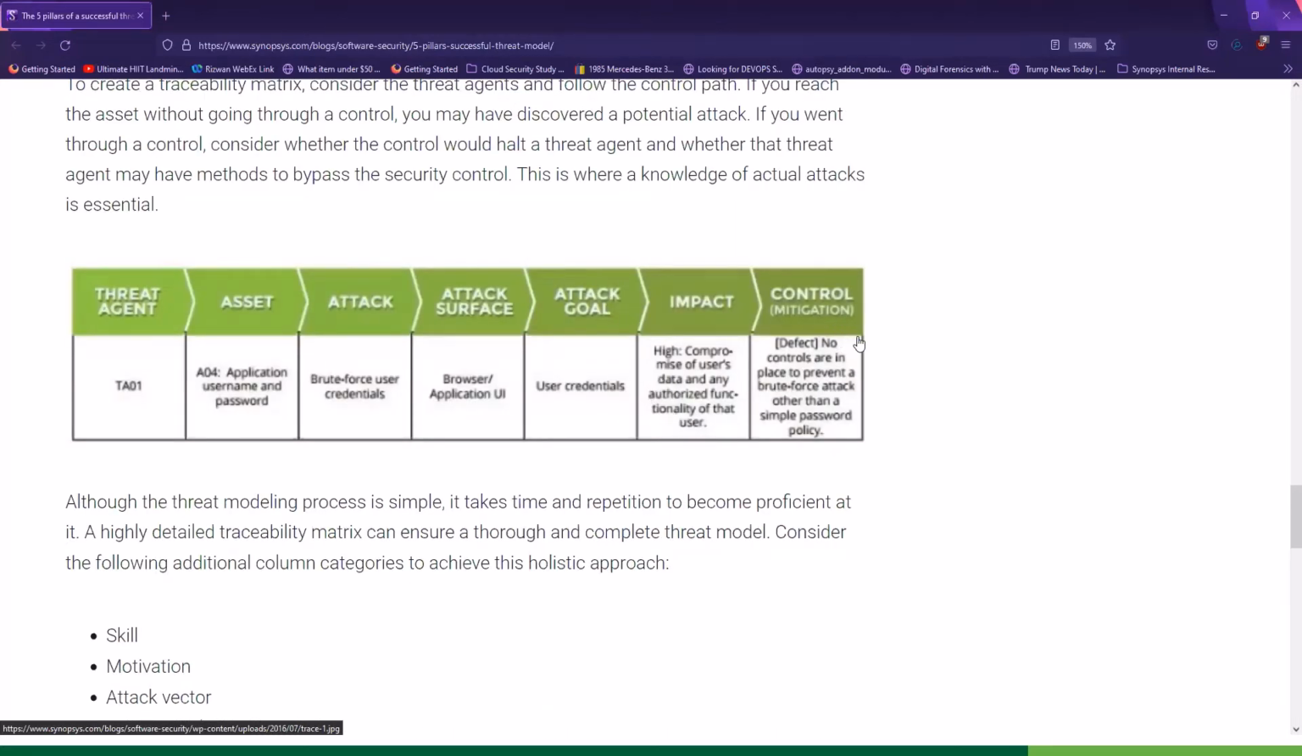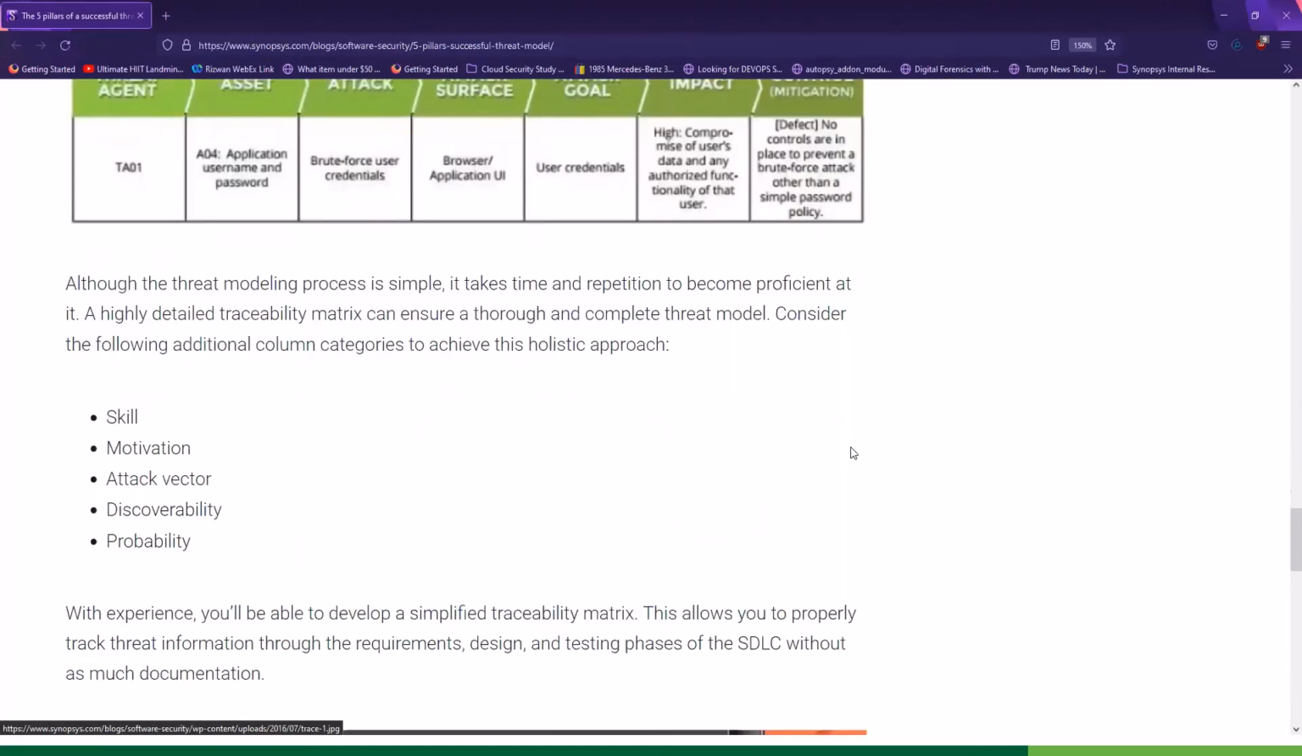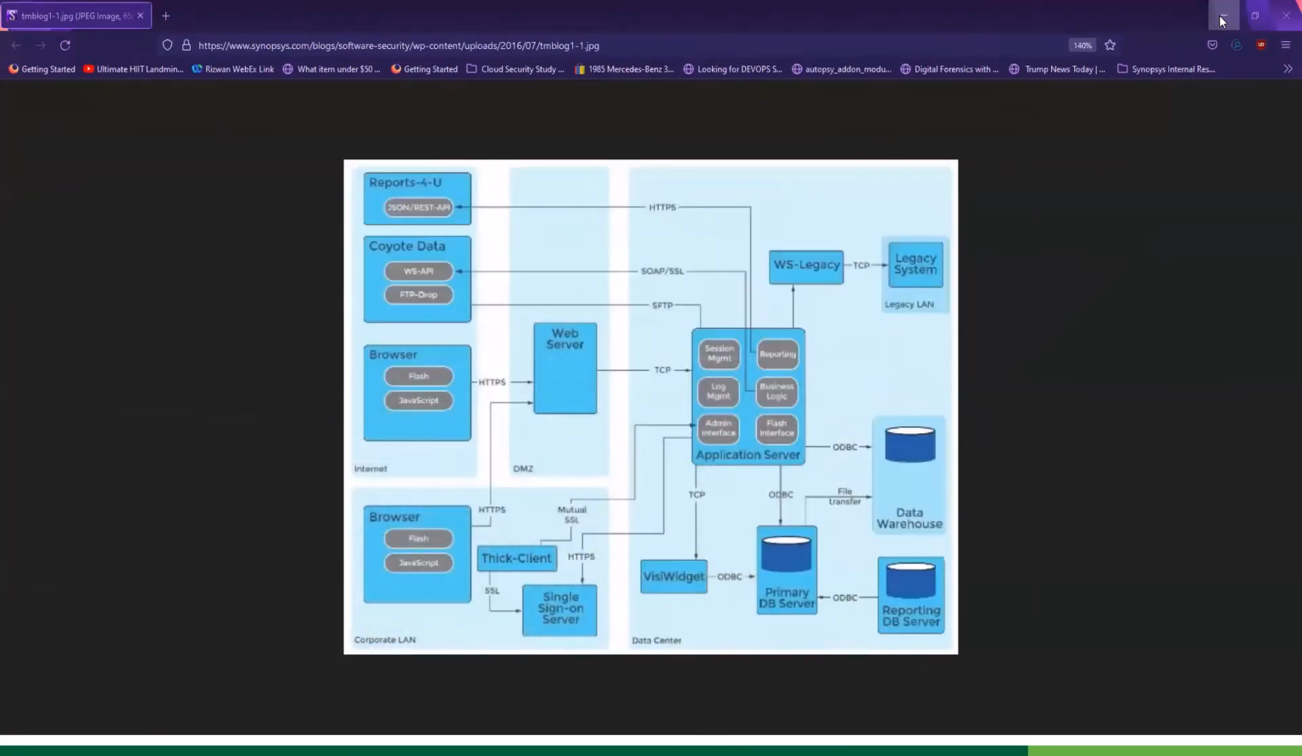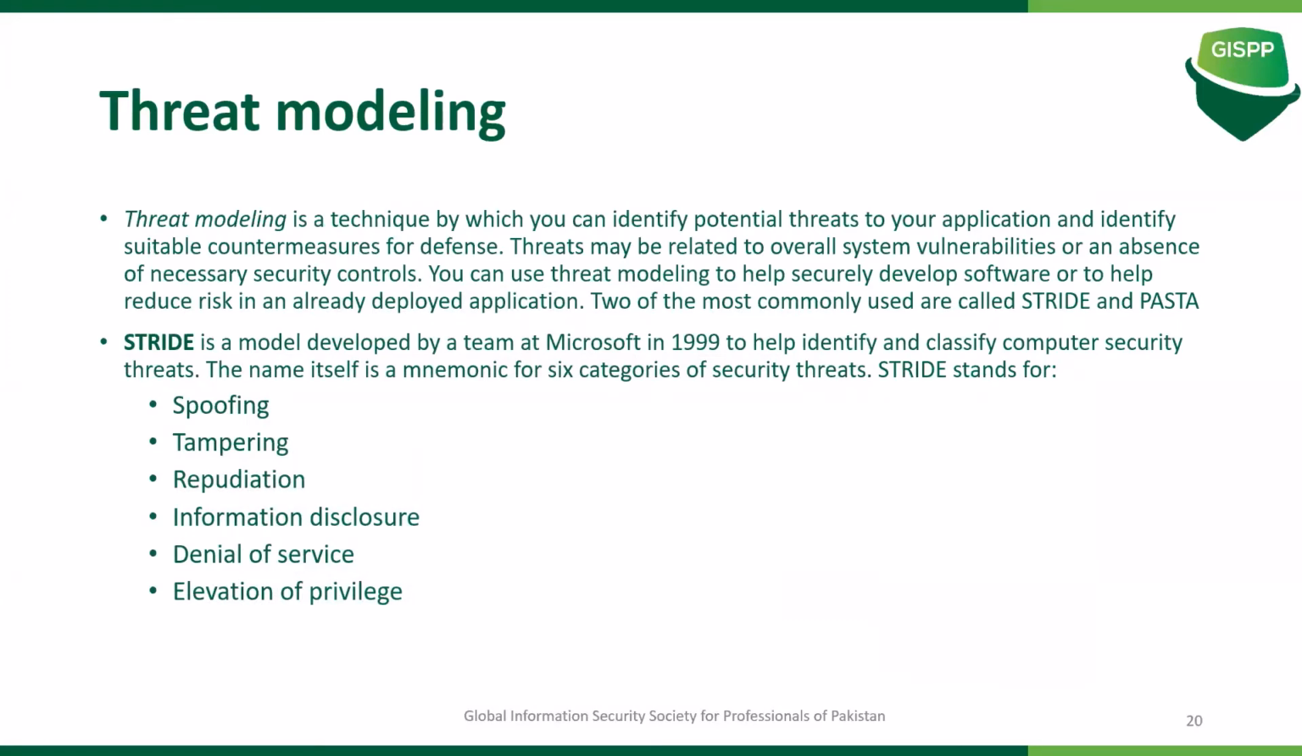And what is the control? What is the mitigation? No controls are in place to prevent a brute force attack other than a simple password policy. So we found out going through this exercise that controls are not in place to prevent brute force attack. So then that's where you basically start designing your application and implementing security controls. And that's what threat modeling brings in. Does it make sense? Or is it too complicated?